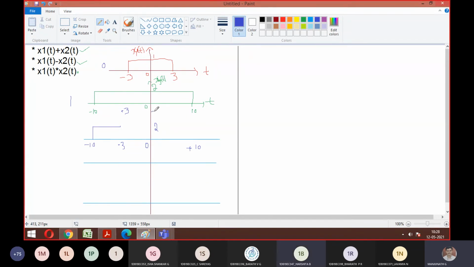Okay. Then from minus 3 to plus 3, is it the same answer? Is it 3 only? Yes. You can look at here. Here also constant is there, here also constant is there. So 1 plus 1 becomes 2. So I can extend my signal like this till 3. So till 3 it is kept constant.